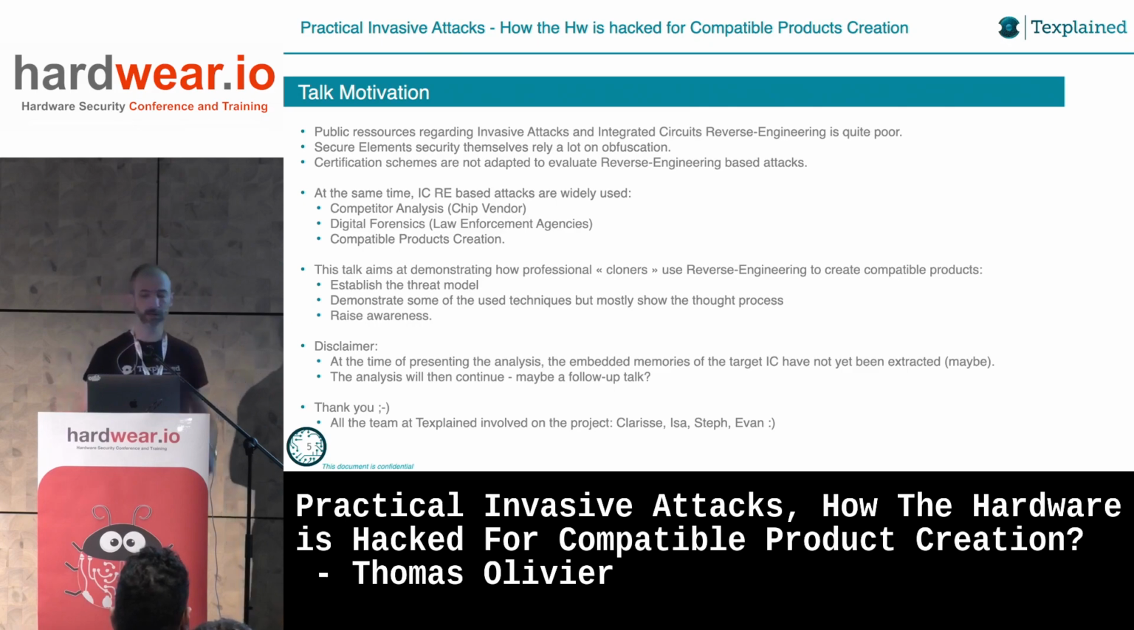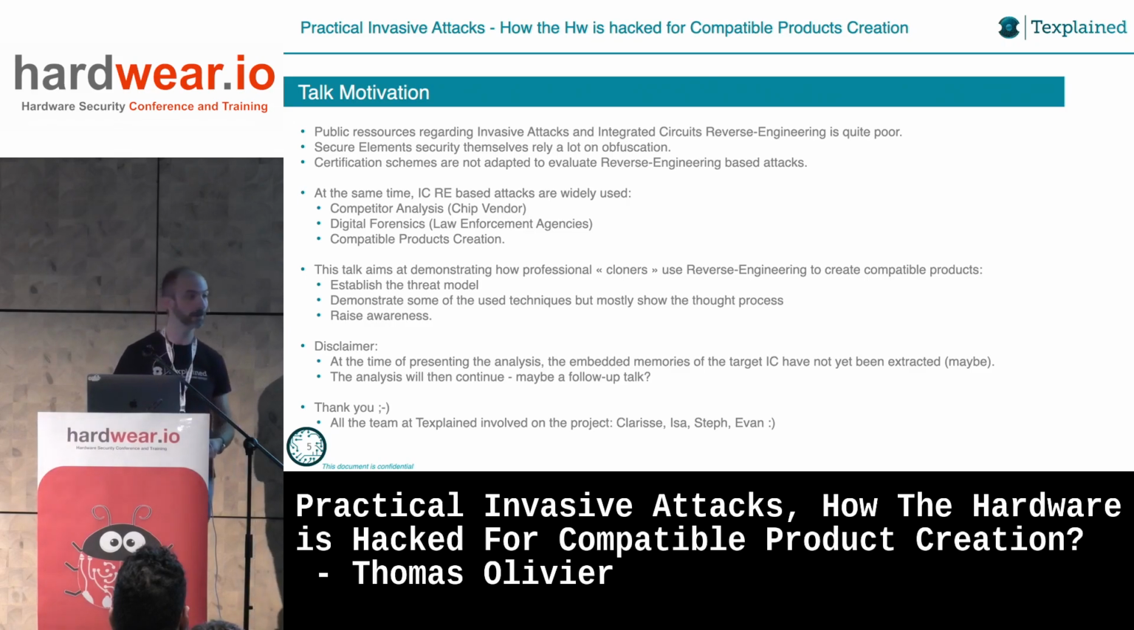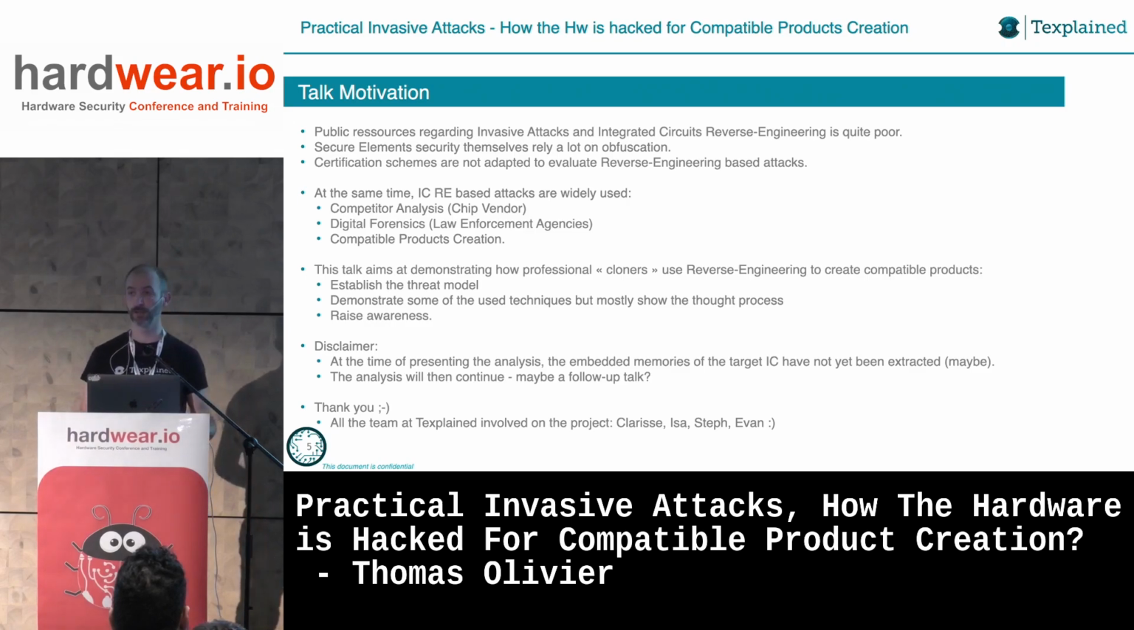And the idea is I really want to show, at least to give you a glimpse of what the cloners actually do to basically create some compatible products. This is also applicable to a number of other attacks or hacks, but I will concentrate on this one. So I want to establish the threat model, but I want to demonstrate the technique and raise awareness.